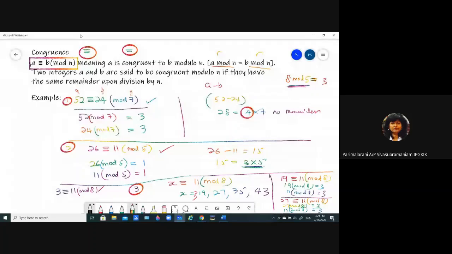When you write like this, you're asking for the remainder. When you write like this, you don't see the remainder here, because it is not shown in this sentence. It means the remainder of 52 divided by 7 is the same as the remainder of 24 divided by 7. That is why we write these two numbers are congruent, because they have the same remainders when divided by the same mod. Here they are asking you for the remainder. Okay, so that is congruence.